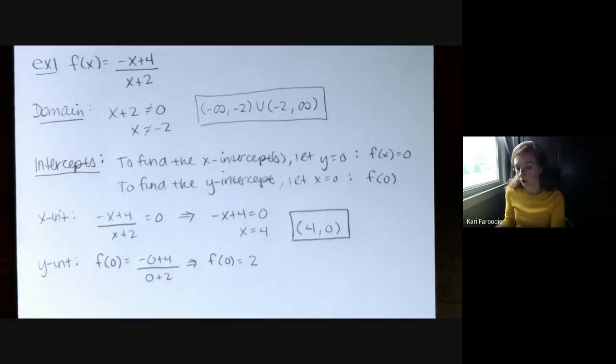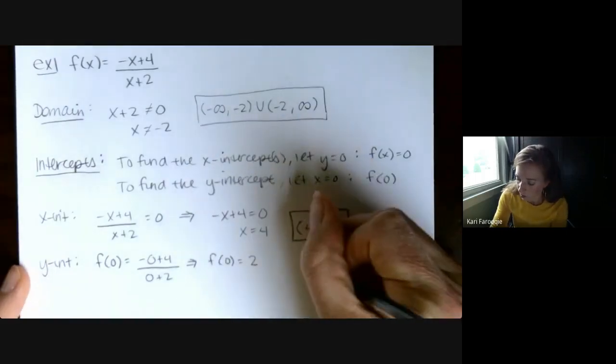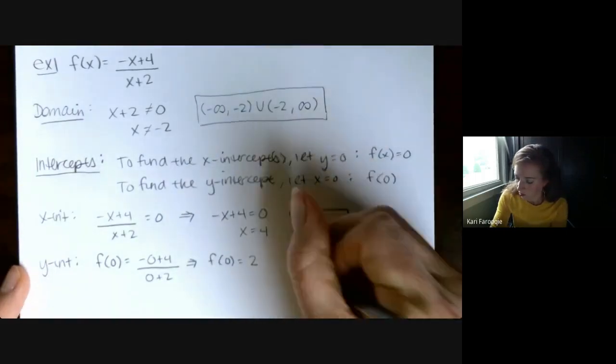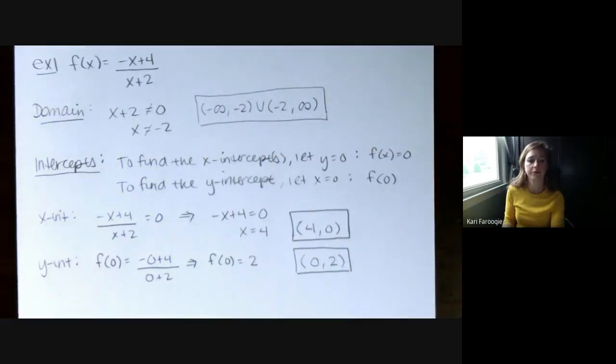So what you just found was that when x equals 0, f of x equals 2. When you are a y-intercept, you're sitting on the y-axis. The only way for you to sit on the axis is for x to be equal to 0. So make sure that you don't flip those coordinates. All right, so we found the domain, we found the intercepts. Any questions so far?